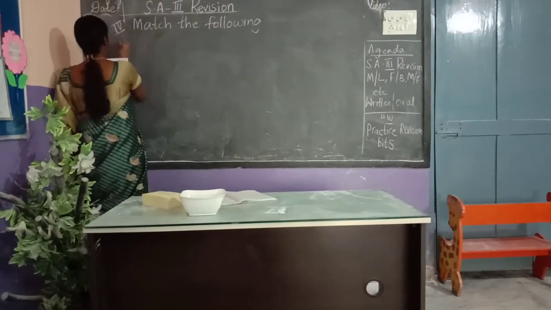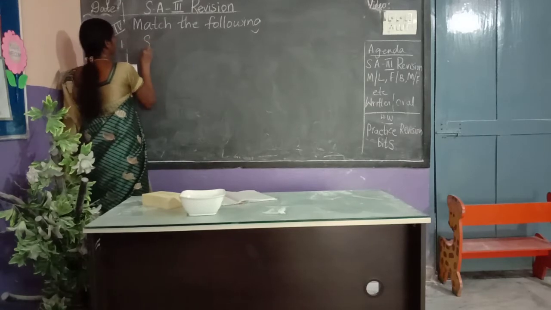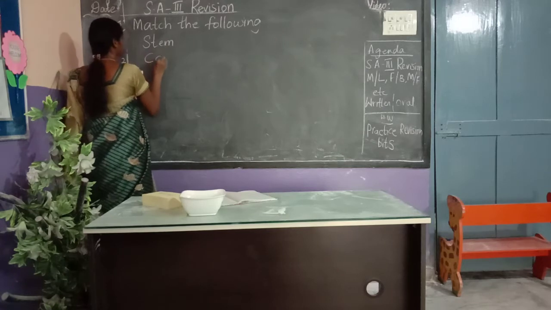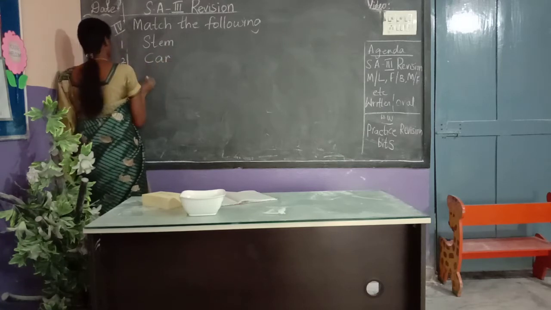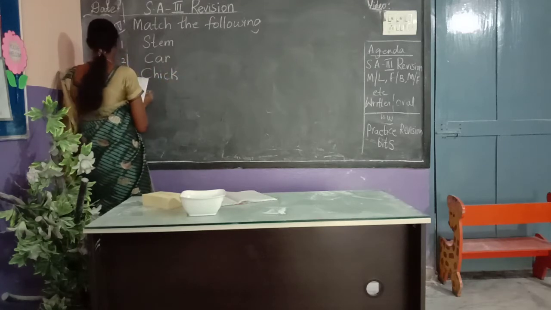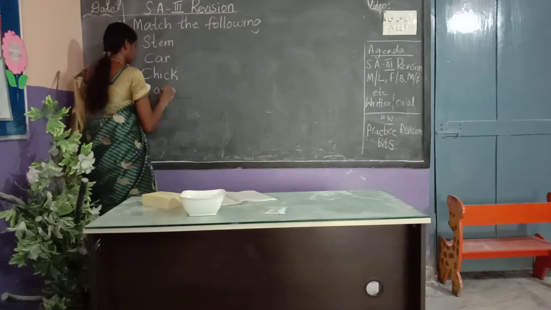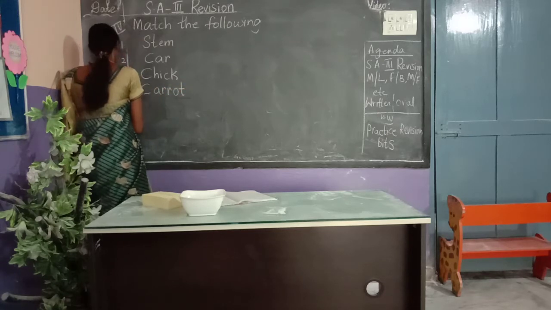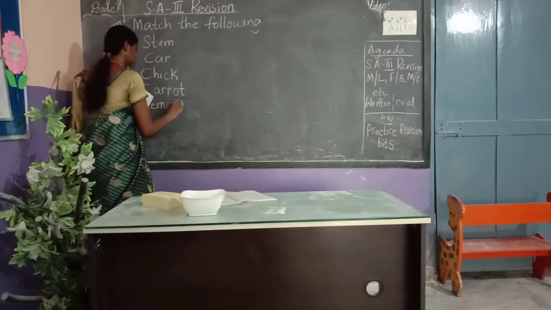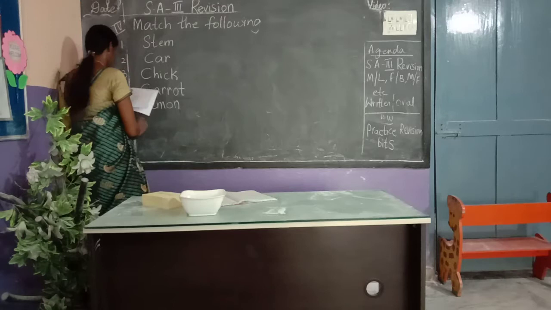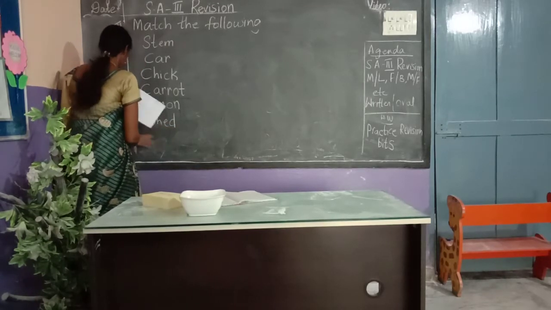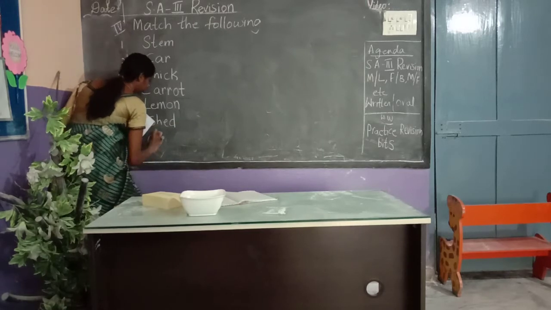Next one. Write down. First one, stem. Second, car. Third, chick. Fourth, carrot. Fifth, lemon. Sixth, shed. And seventh one, cherry.